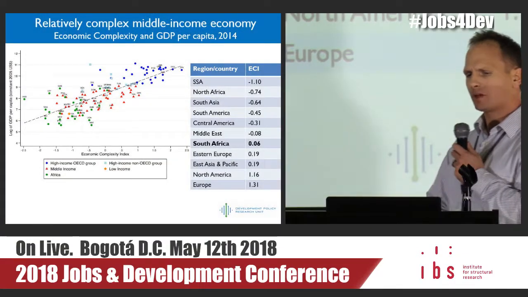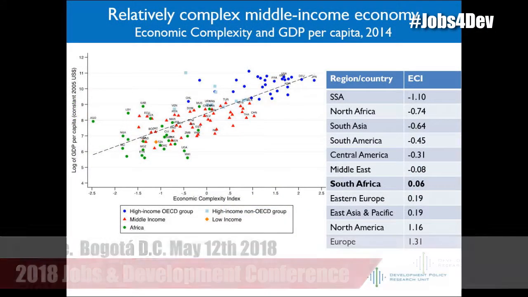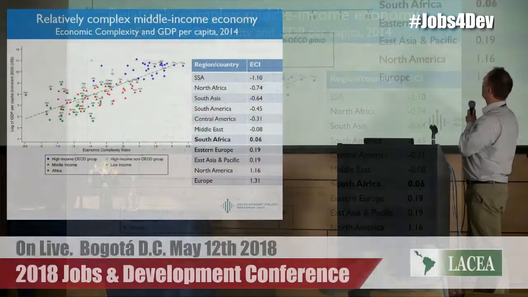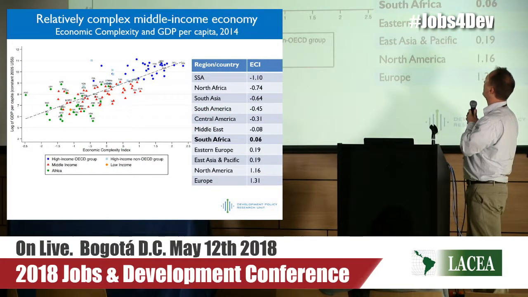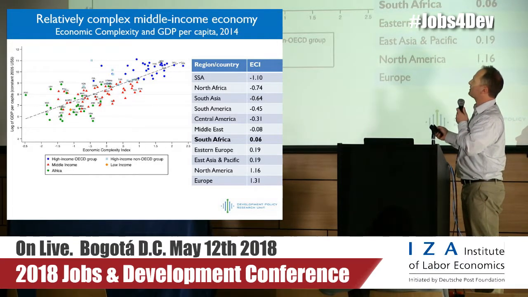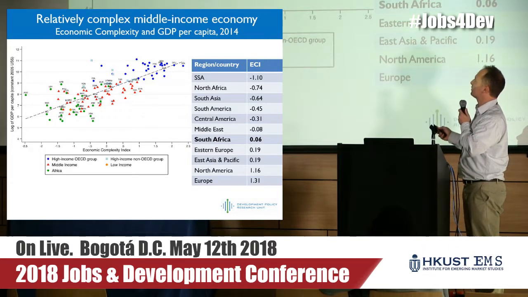But just in terms of economic complexity, I've shown you this graph, and I won't spend too much time on it, but the main story here is a relative story in terms of complexity. South Africa's economic complexity index in 2014 is higher than the aggregate for the Middle East, Central America, South Asia, North Africa, and Sub-Saharan Africa, but it's lower than that for Eastern Europe, East Asia and Pacific, North America, and Europe. So there's South Africa, clustered with Costa Rica, Uruguay, Argentina, Brazil, and Colombia. That's where South Africa is situated in terms of complexity.